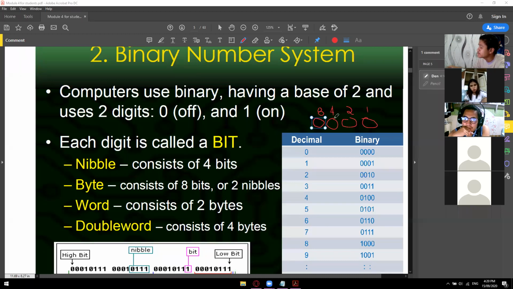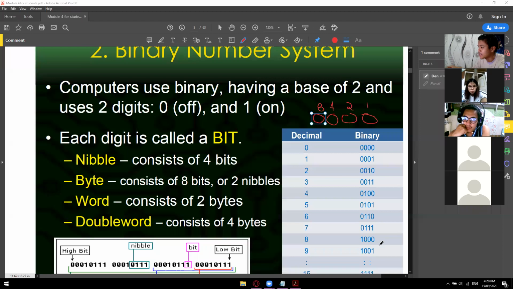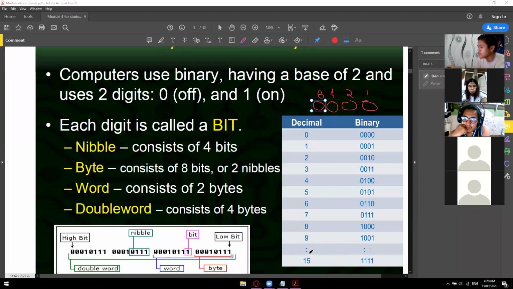So for 6, you need 4 and then 2. Okay, that's why we have 0, 1, 1, 0. And then for 7, you need 4 plus 2 plus 1, which is equal to 7. That's why we have 0, 1, 1, 1. And then for 8, just activate this one. And then the rest are 0, having a value of 8. And then if it's 9, then just simply activate the 1, having a value of 9. 8 plus 1 is 9. And so on and so forth until you reach the value of 15, wherein 8 plus 4 plus 2 plus 1 is equal to 15.